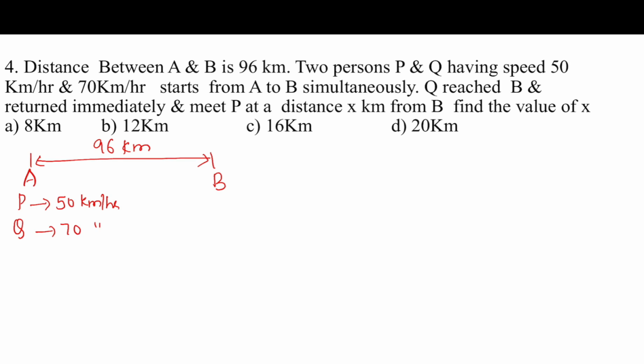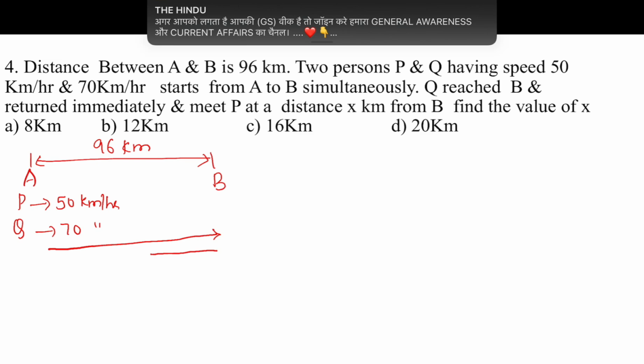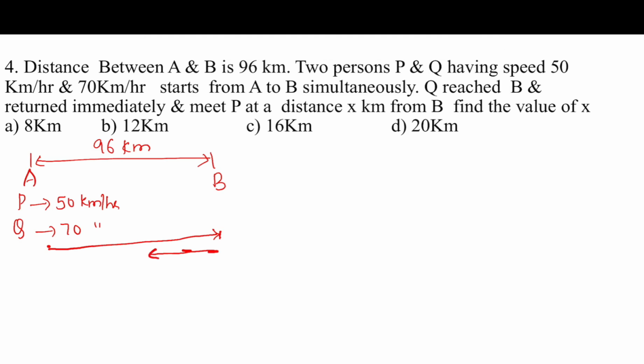Now Q reached B and returned immediately. Both start at the same time, but Q reached B and returned immediately, and meets P at a distance x. Since P's speed is less, he will travel slowly. In that time, what will happen? Q will reach B and he is coming back. So at one point they will meet. So that means P has covered only this much distance. So they will meet at a point x.